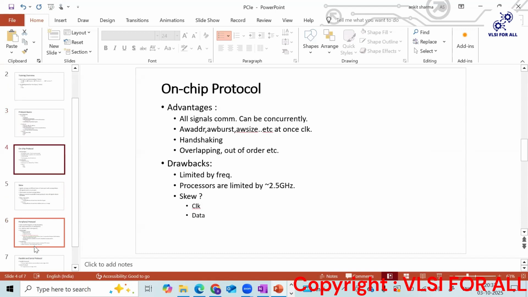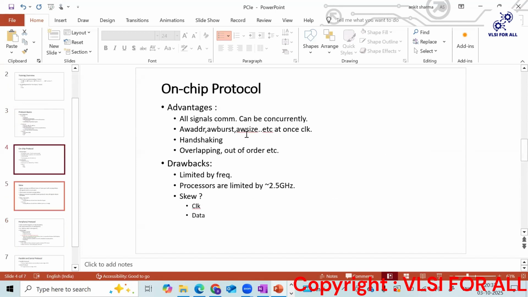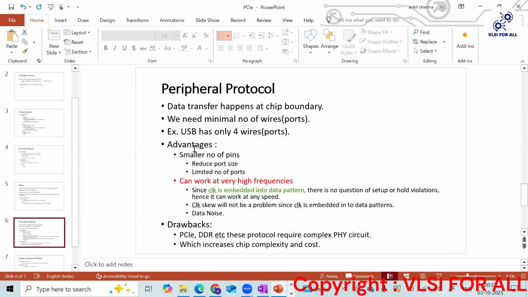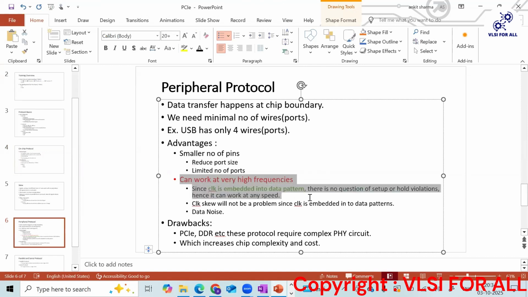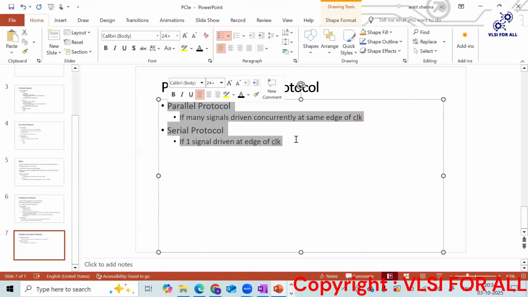We have two types of protocol: on-chip protocol and peripheral protocol. So on-chip protocols have these advantages and these disadvantages. They are limited by frequency and they are limited by skew. That problem is not there in the peripheral, just because the clock is embedded into the data patterns, so there is no dedicated clock signal. Hence, there are no setup and hold violations. And later on, we discussed how the parallel and serial protocols differ. I think you heard this. This one line is self-explanatory.